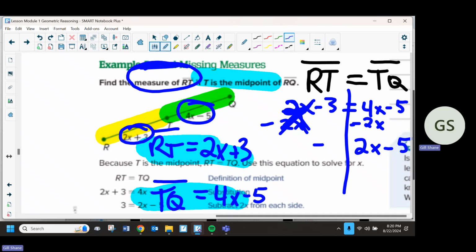And I have now, and make sure you bring the negative down with the 3. Now I have an equation that should be pretty simple to solve for everybody.